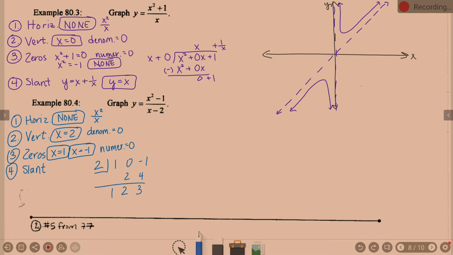Synthetic is coming back to you. What equation represents this? Y equals x plus 2. And what is the 3? The 3 is your remainder. So officially this is 3 over your divisor of x minus 2. So y equals x plus 2 plus 3 over x minus 2, which what we're going to end up graphing is just y equals x plus 2.